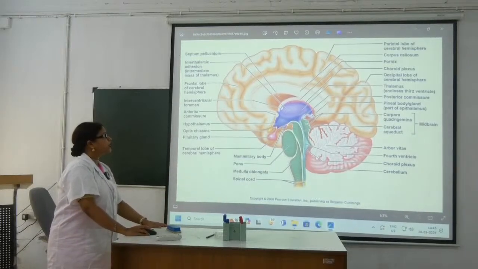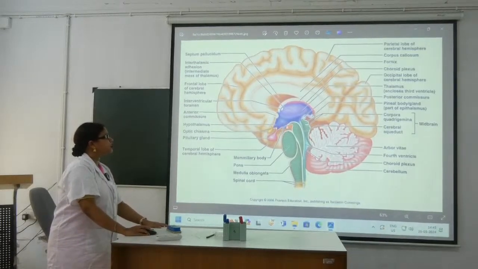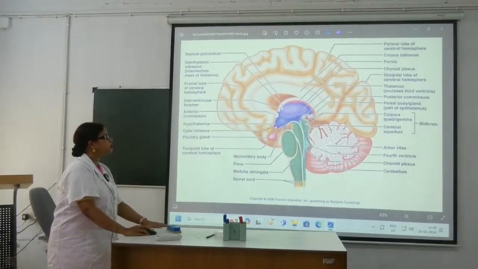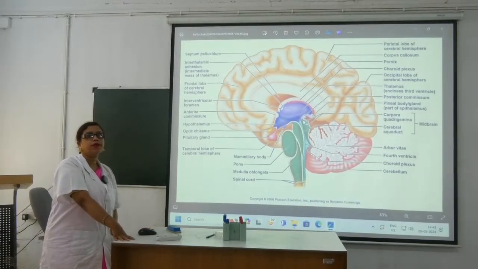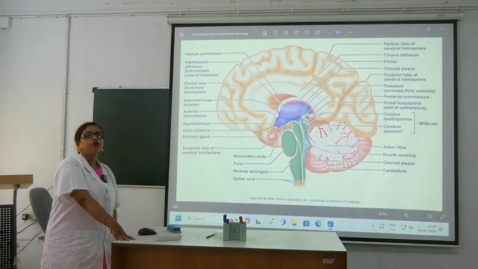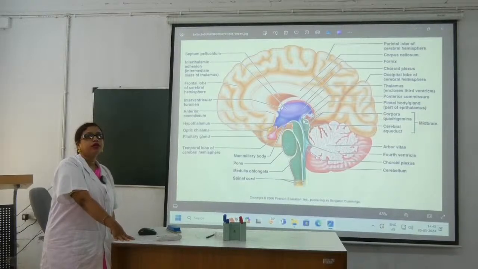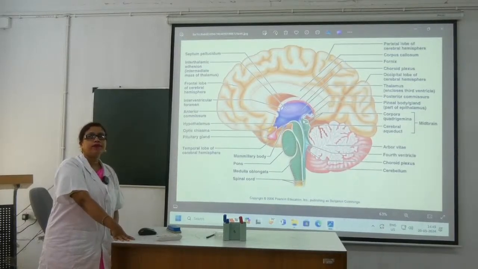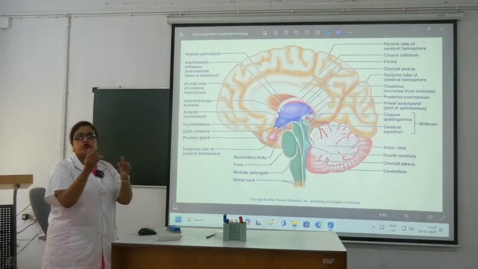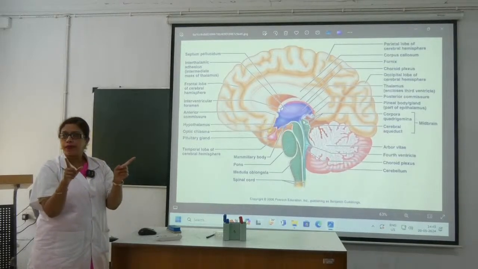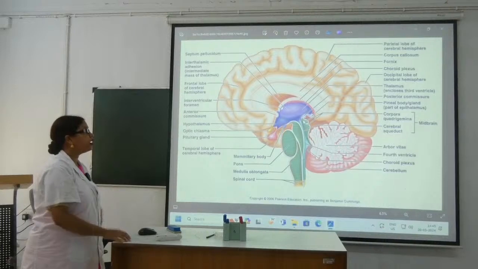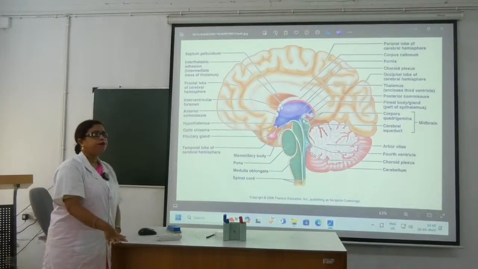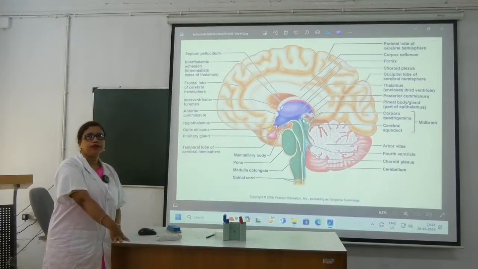So just posterior to that there is another organ. Inferior aspect. What are the things you will see? Number one is tuber cinereum. Just posterior to that there are bilateral mammillary body. Okay. And another one is optic chiasma.